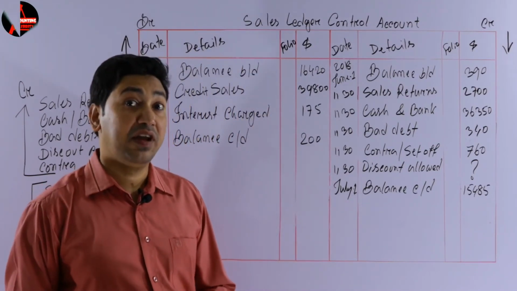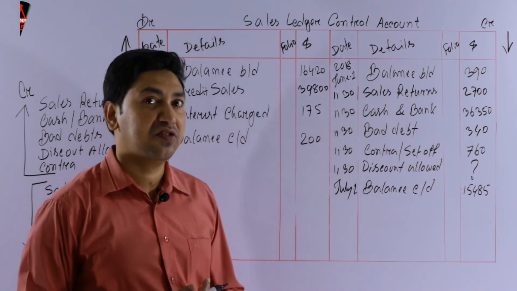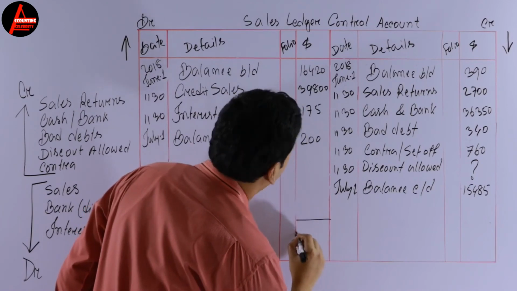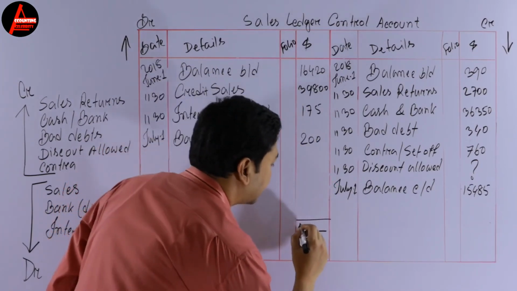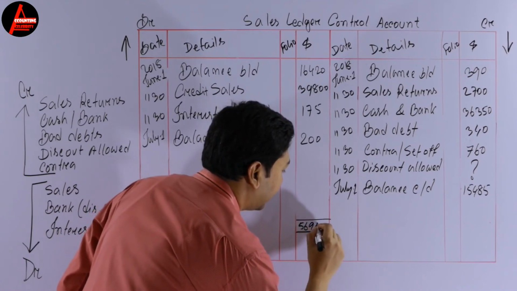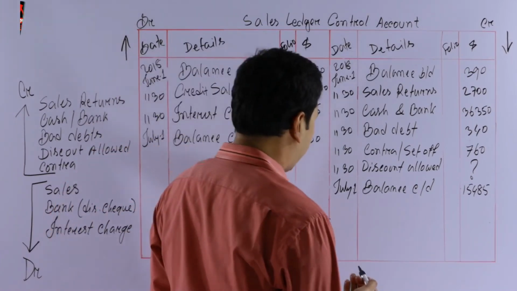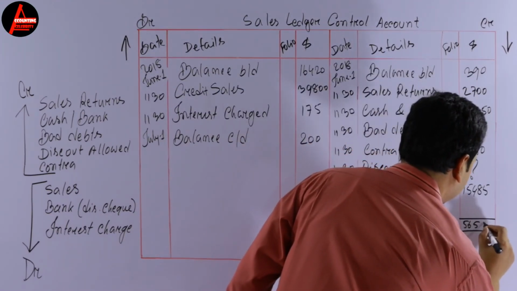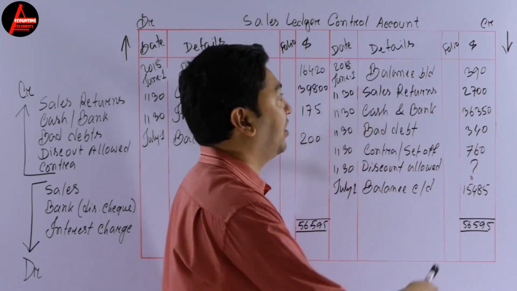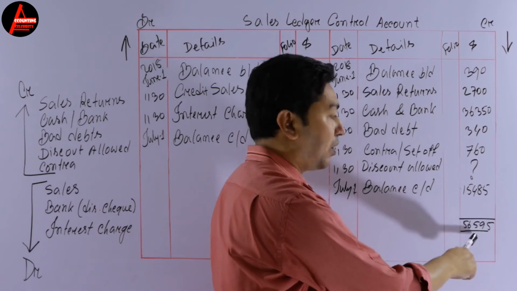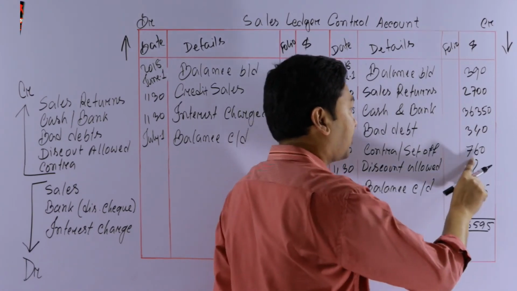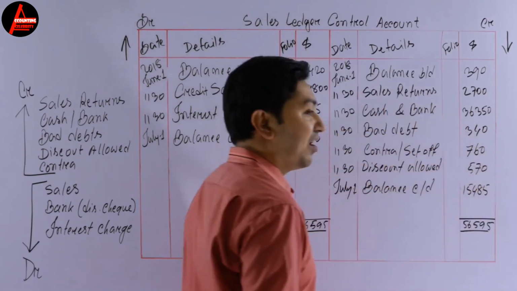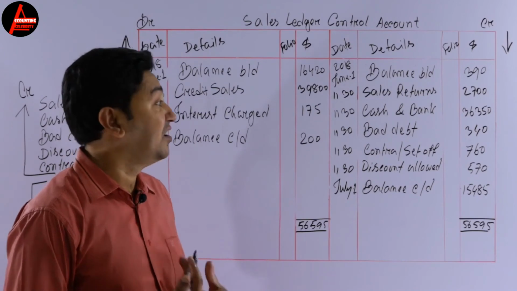Okay, now we need to calculate discount allowed. So how to calculate? First of all, we have to add all these debit amounts. So if you add, it is 56,595. Okay, so same balance you take to the opposite side. 56,595. Now you subtract all these items from these totals. Okay, so if we subtract, what do you get? You get $570, which is discount allowed.